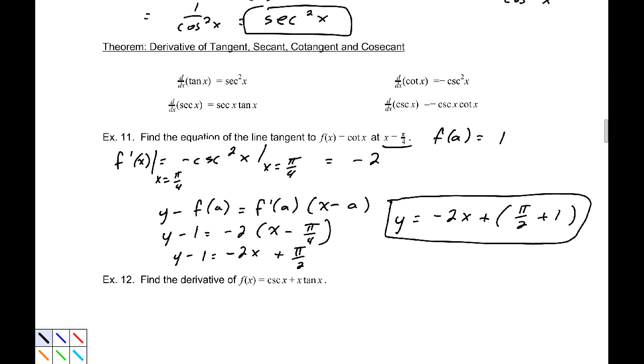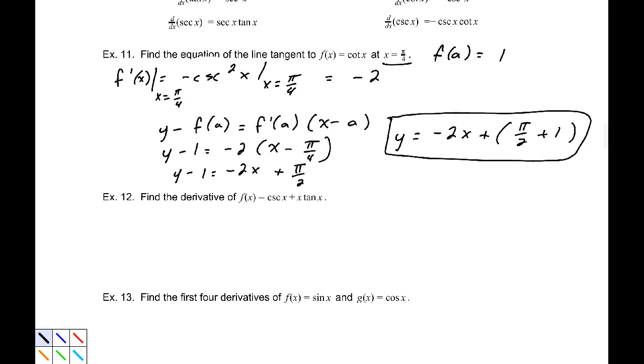All right, number 12. Find the derivative of f of x equals cosecant x plus x tan x, or tangent x. First one, derivative of cosecant. Not too bad since we've already got that written down as our theorem. Hopefully you wrote that down. That'll be minus cosecant x cotangent x. That's the derivative of this.